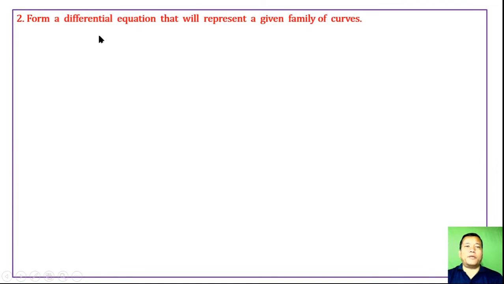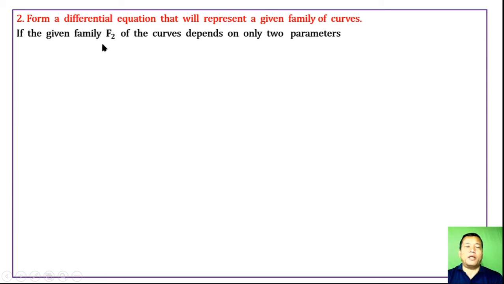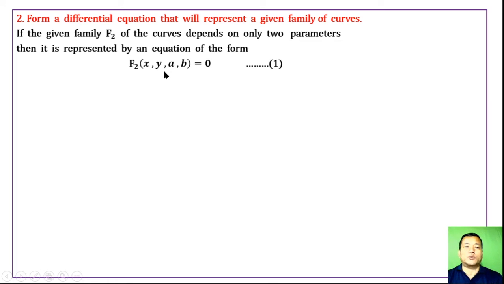Now, form a differential equation that will represent a given family of curves. Here, if the given family F2 of the curves depends on only two parameters, then it is represented by an equation of the form F2 of x, y, a, b equal to 0, equation 1.